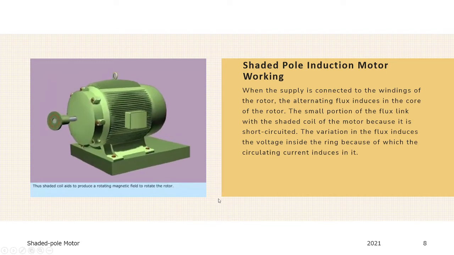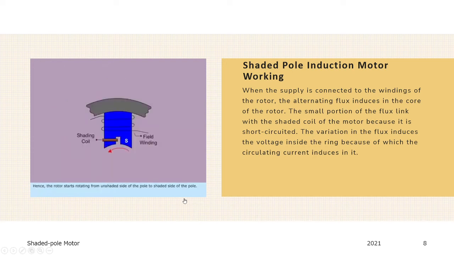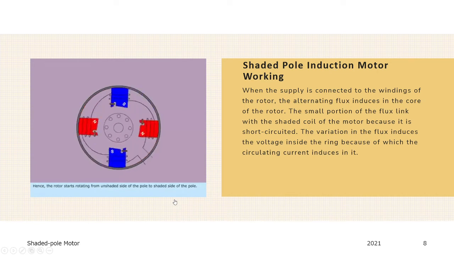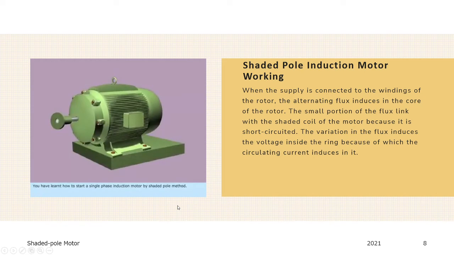Thus, shaded coil aids to produce a rotating magnetic field to rotate the rotor. Hence, the rotor starts rotating from unshaded side of the pole to shaded side of the pole. You have learned how to start a single phase induction motor by shaded pole method.